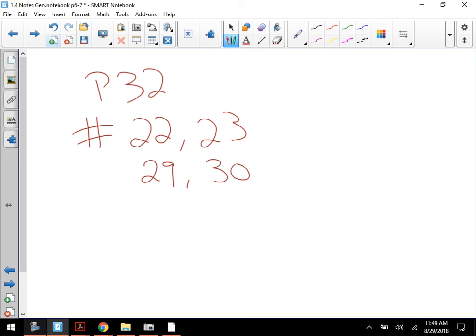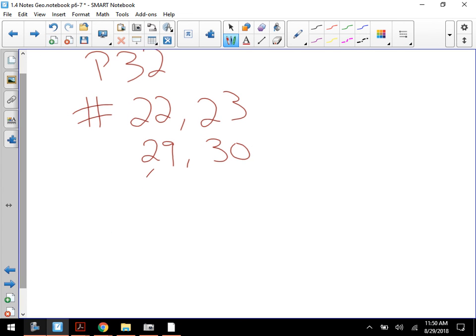Oh, real quick, can angles be congruent? Now, when we had segments that are congruent, we used tick marks. When we have angles that are congruent, we still use tick marks, but we don't put them on the segments themselves. We put a little something like that in the angle itself. That means that those two angles are the same.